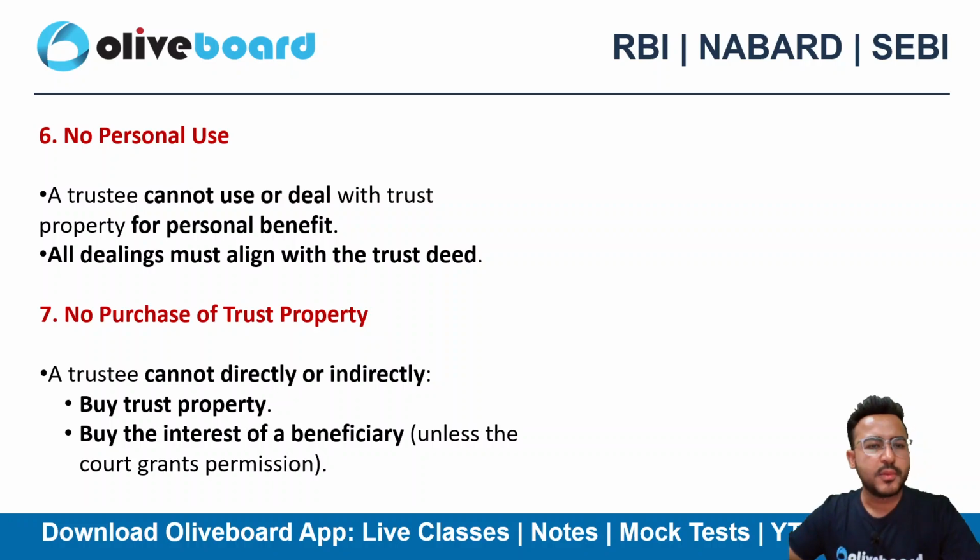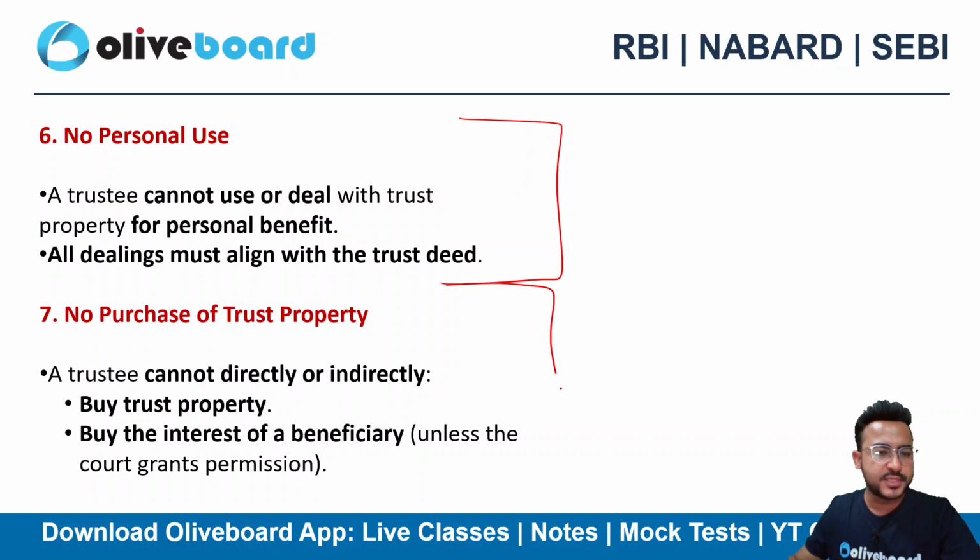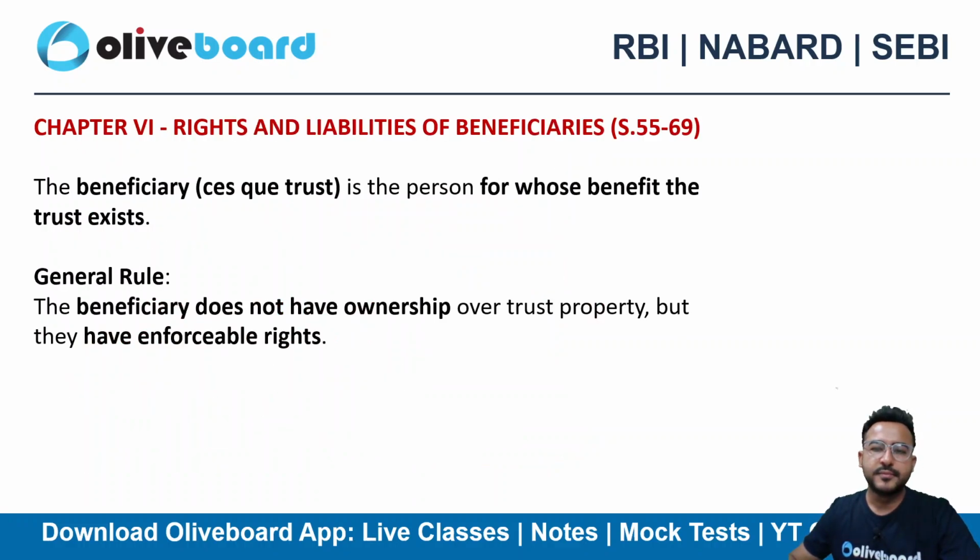right? No personal use. He cannot use the trust property for personal use. No purchase of trust property. He cannot buy the trust property or buy the interest of beneficiaries, right? Rights and liabilities of the beneficiaries.